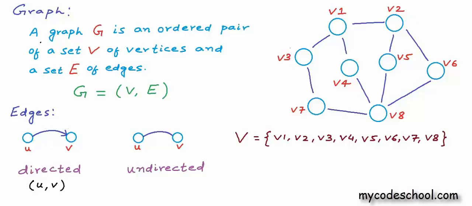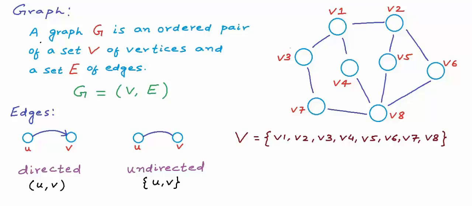Now if the edge is undirected, the connection is two-way. An undirected edge can be represented as an unordered pair. Here, because the edge is bidirectional, origin and destination are not fixed. We only need to know what two endpoints are being connected by the edge.